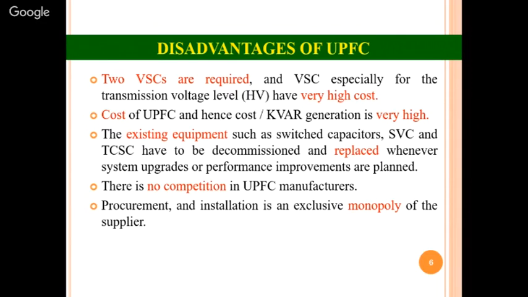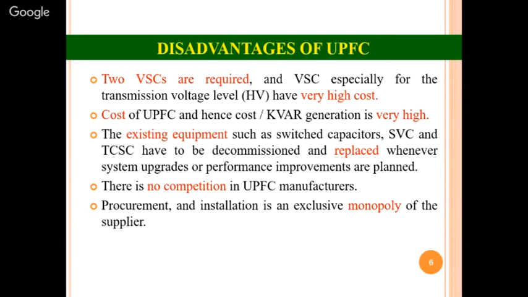Although we have seen that UPFC provides a very superior power control, because you are simultaneously able to control all the parameters like V, X, delta, etc., the main hindrance in the real implementation of UPFC is the high cost, because you are requiring two separate VSCs, one for the shunt and one for the series. And because of this, the overall cost of UPFC and hence cost per kVAR generation is very high. This is the main thing.